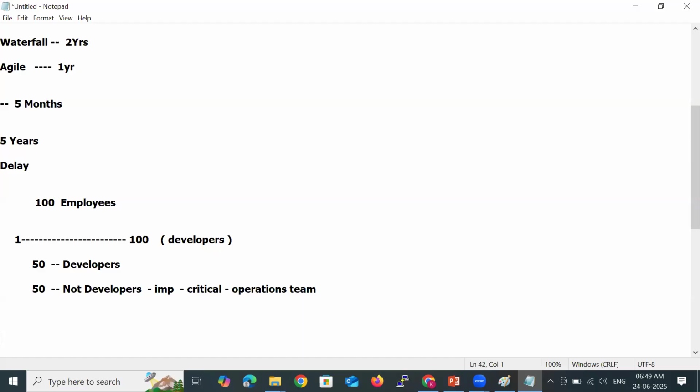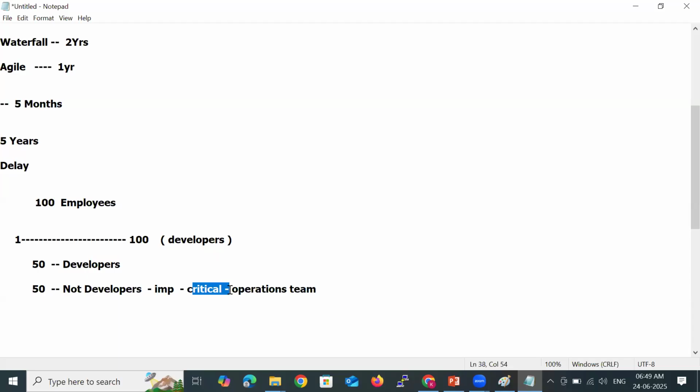So there is a set of people who are not developers. They don't develop the code, but they are very, very important. Those people are called the operations team. You may have a question: Sunil, what are the roles and responsibilities of this operations team? Why are they important? Why are they critical? Developers are important because they develop the code, but don't underestimate the people who are not developers, because they are still very critical.